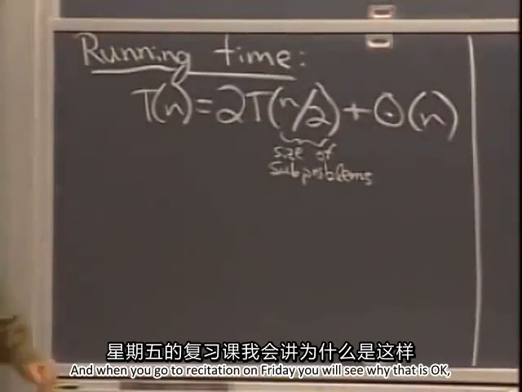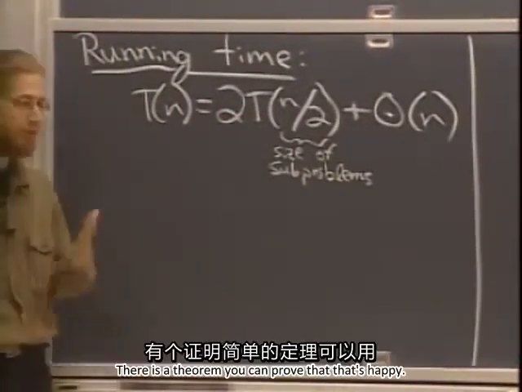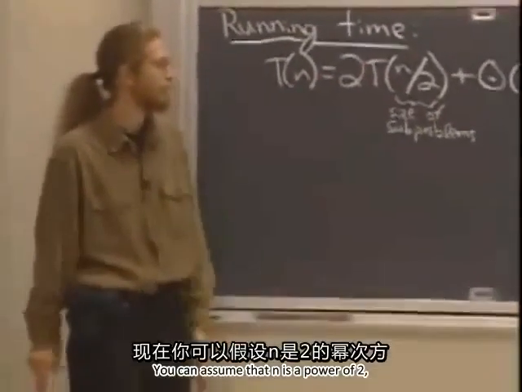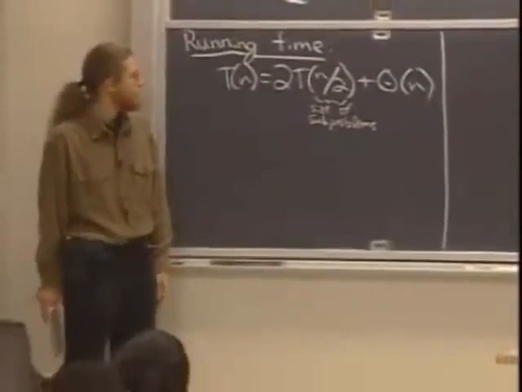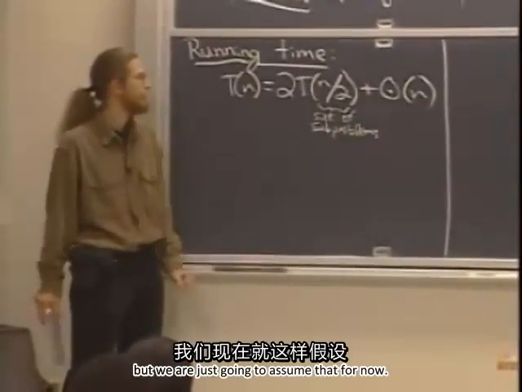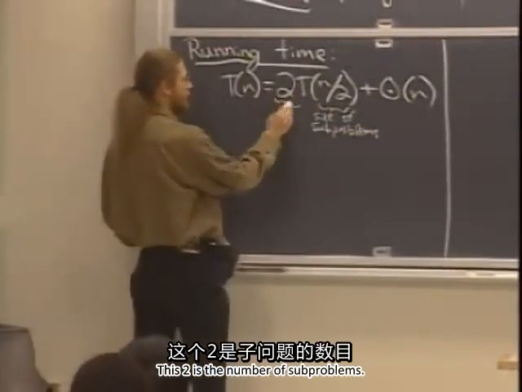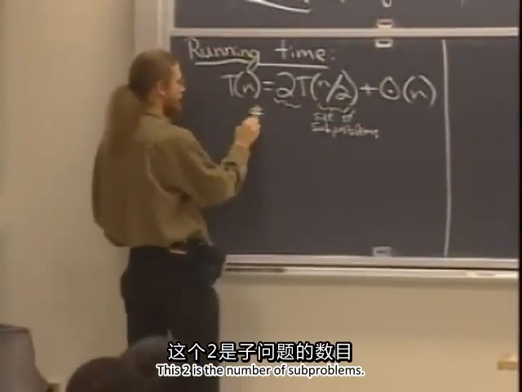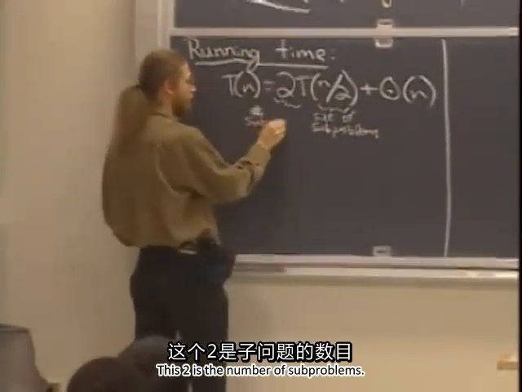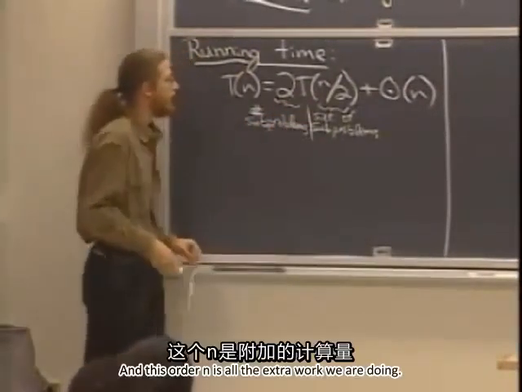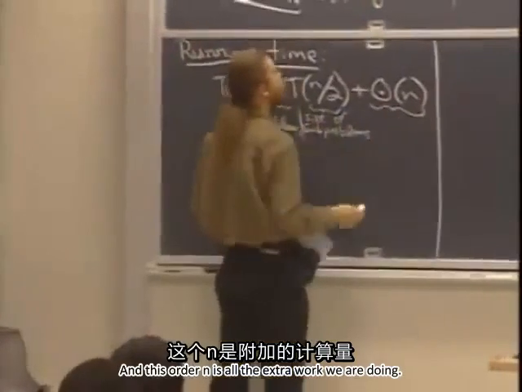And when you go to recitation on Friday, you'll see why that's OK. The floors and ceilings don't matter. There's a theorem you can prove that that's happy. You can assume that n is a power of 2. OK, but we're just going to assume that for now. So we just have 2 problems of size n over 2. This 2 is the number of subproblems. And this order n is all the extra work we're doing.